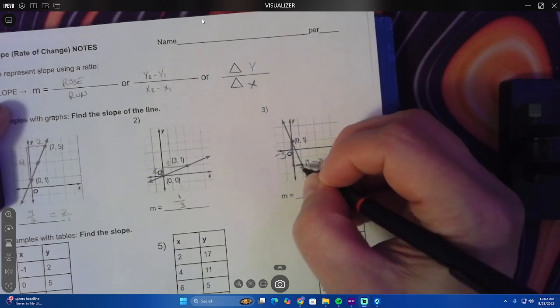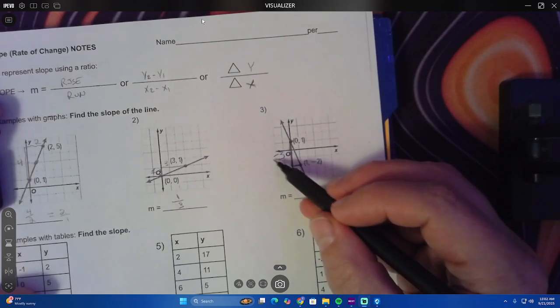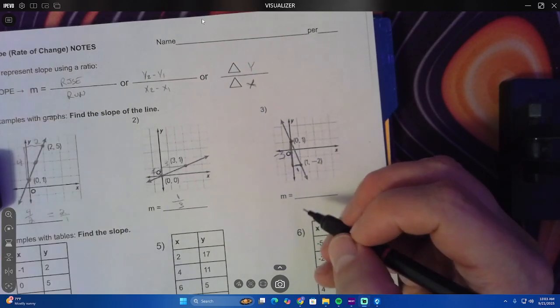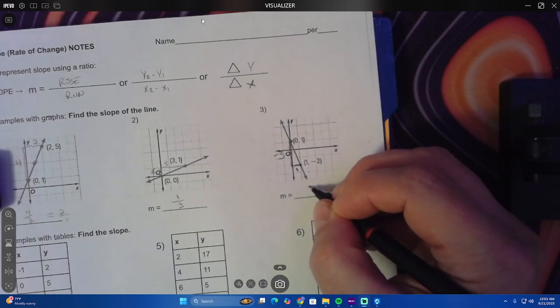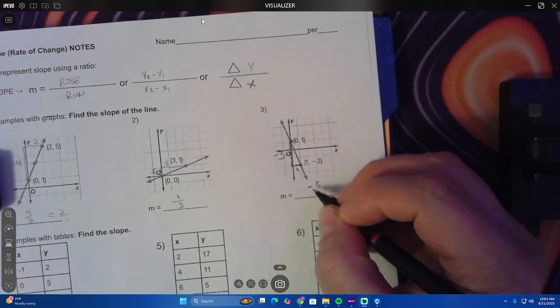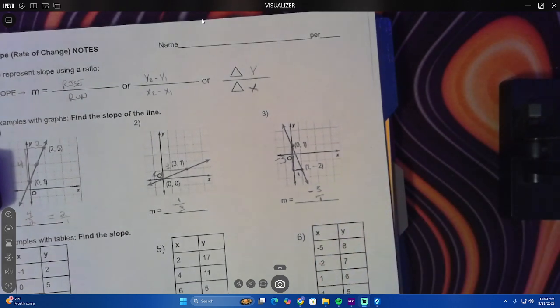Now, to go over to that point, I go over 1. So now when I'm making my slope, I need to keep that negative with my slope value. So the change in y is down 3, or negative 3. Change in x is 1. So my slope here is negative 3 over 1.